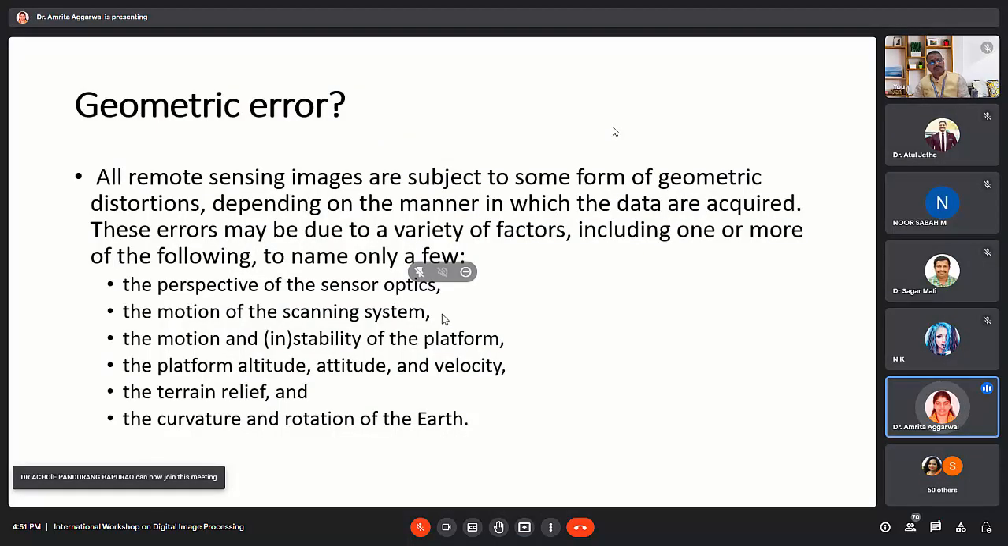There is no distortion in the imagery also. And the last is the curvature and rotation of the earth. So while taking it from satellite imageries, we have to keep in mind that earth is not a flat surface. Yes, earth is not a stable body. It rotates, it revolves, okay, and it is round in shape.